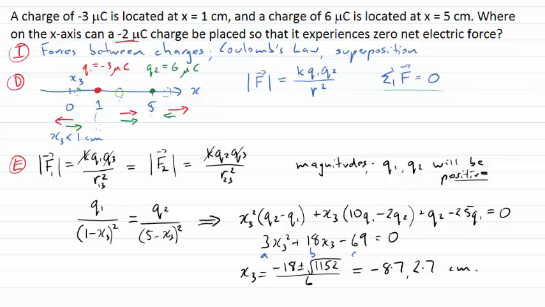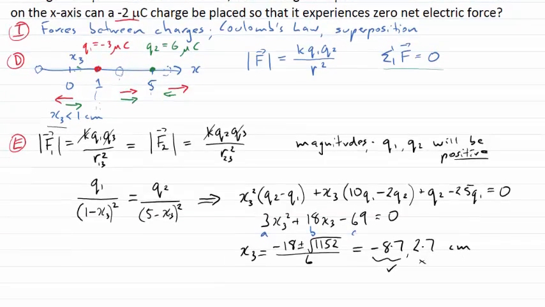I've got these two answers, but only one of them matches our physical expectation. x3 will be less than 1 centimeter. So this one here looks correct. This one here, we'll come back and talk about in our assess step. So that doesn't look like a correct solution. So the answer here is we'll place our third charge at negative 8.7 centimeters. So it will actually be out here somewhere, less than 0.